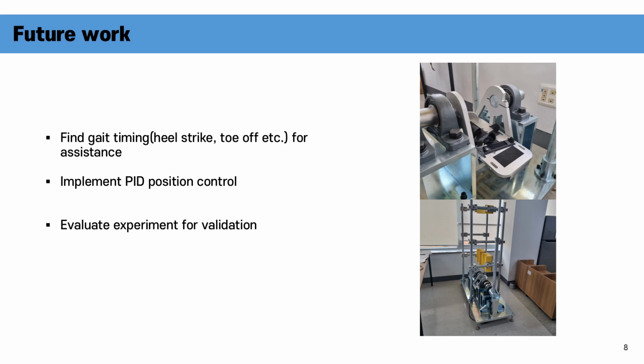Now I'll explain the upcoming tasks of our project. We detected the gait cycle and divided the graph of rotation angle into several phases. So we will find out the specific timing of events such as heel strike, foot flat, and toe off. After we know these timings of gait, we can use them to make a more precise motor trajectory for assistance.